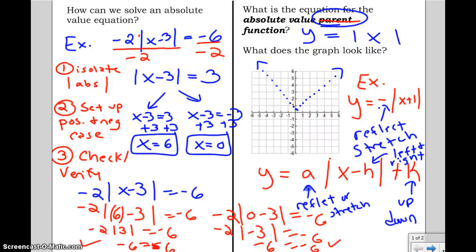And I also have this plus 1 on the inside. When the plus 1 is on the inside of the absolute value, it moves to the left. If it was minus 1, it would move to the right. So my plus 1 is going to move left 1. So now I'm here. I'm going to make this one red. And I'm also going to reflect downward. So instead of opening up and traveling up 1 and to the right 1, I'm going to go down 1 and to the right 1. Okay? And because it's a V shape, I can also go down and to the left.